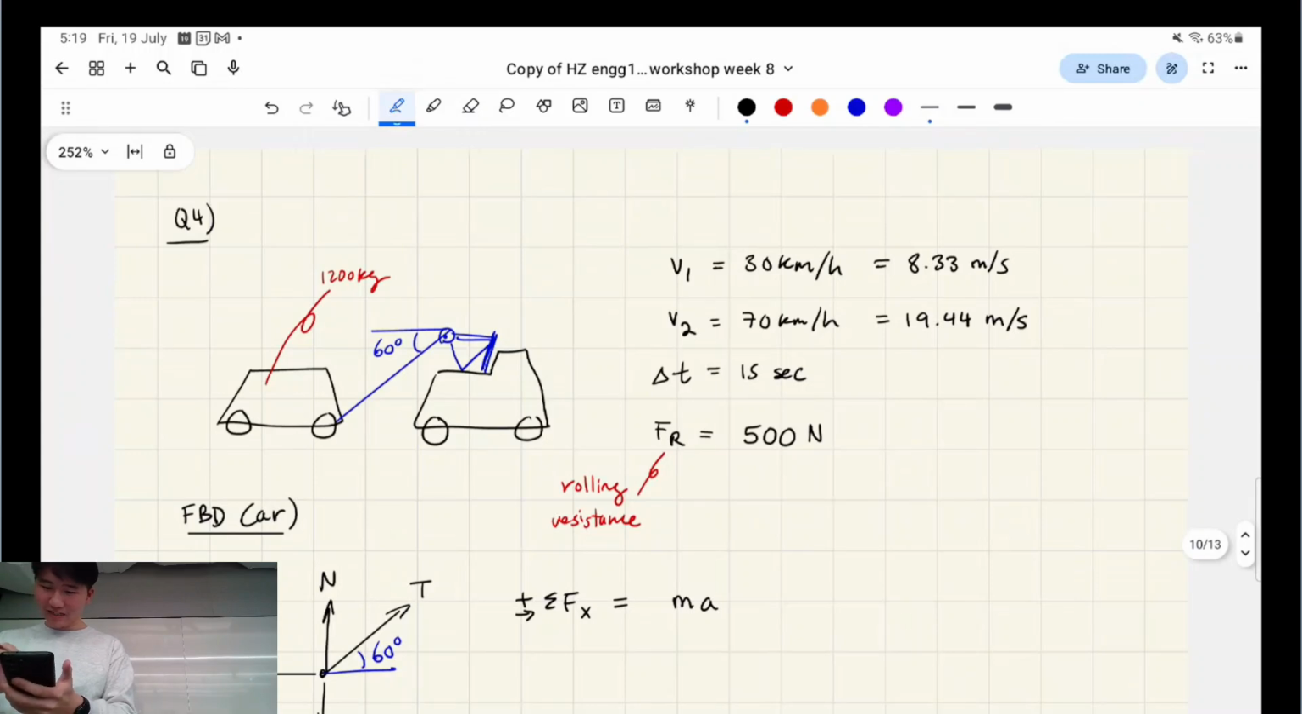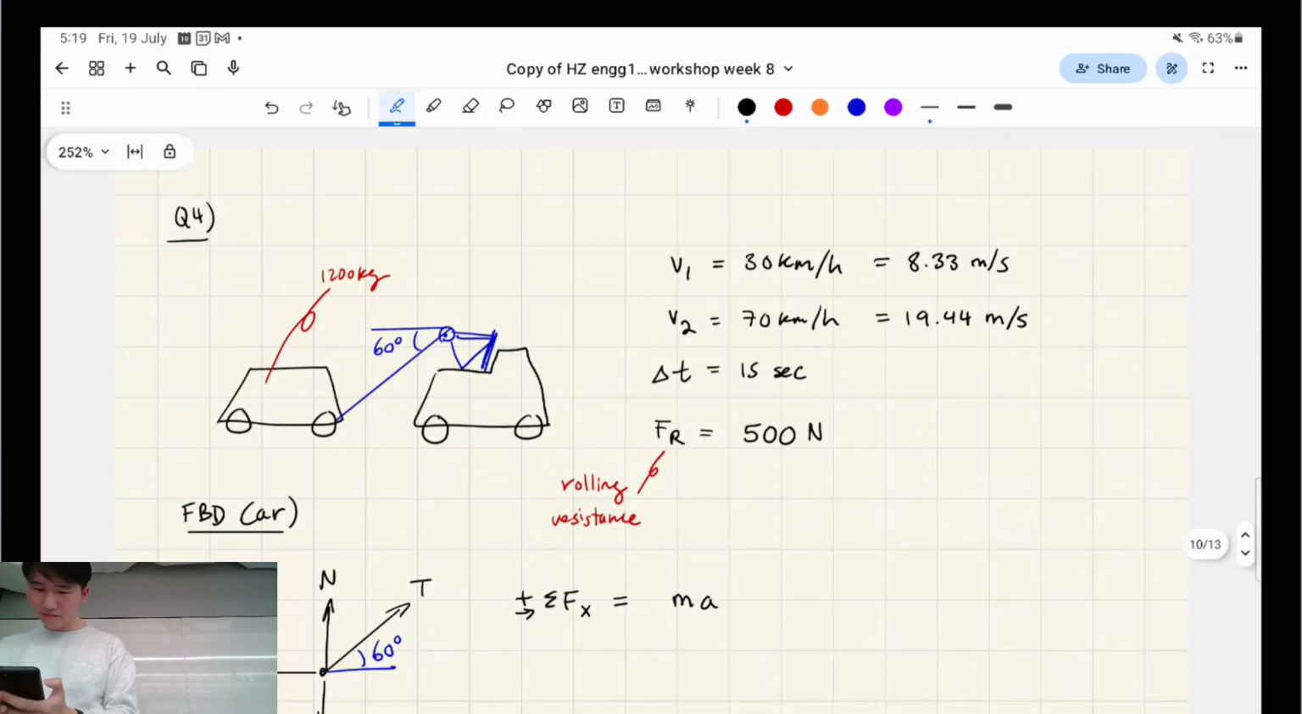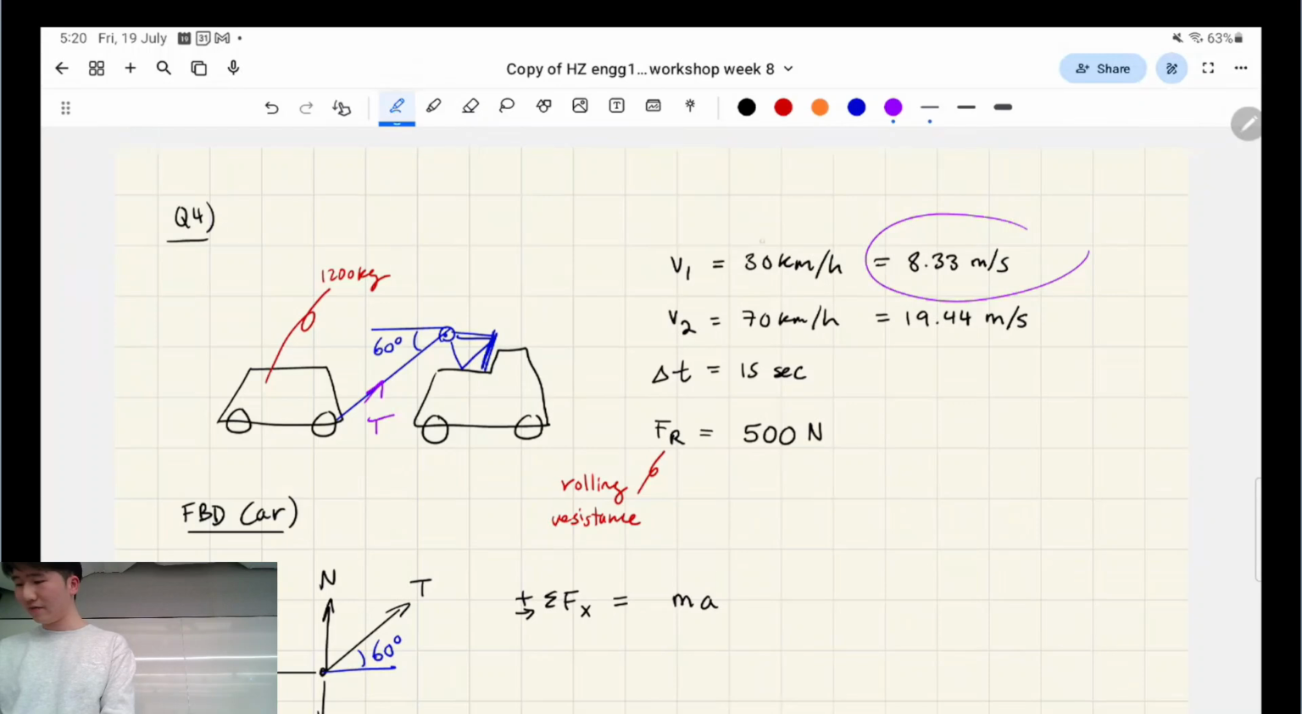So here's our next question. There's a little bit of Newton's second law in here, but also a little bit of conservation of momentum. The question is asking what the tension force in the rope is. I've converted the velocities from kilometers per hour to meters per second. Remember to divide by 3.6, not the other way around. Always remember the school example from last lesson.